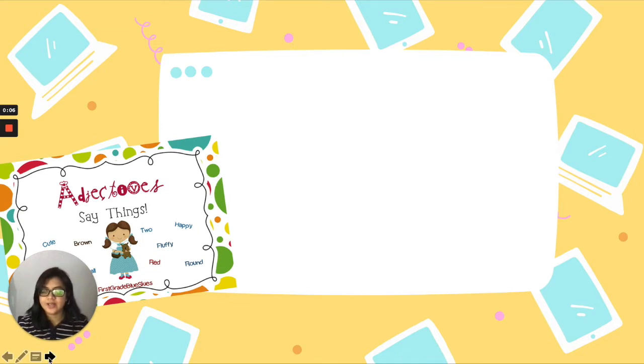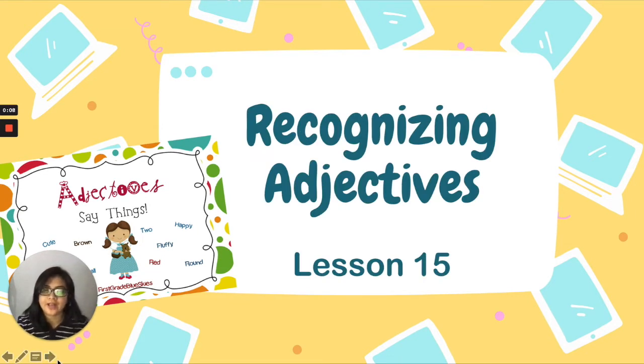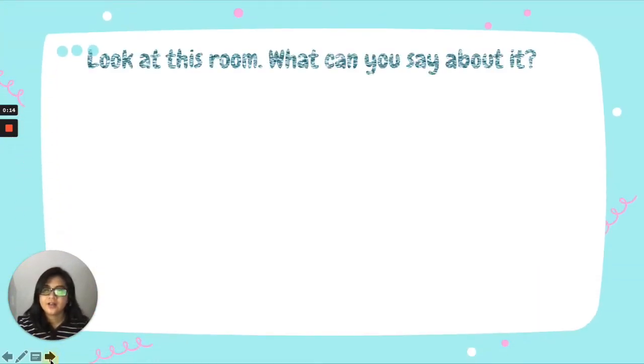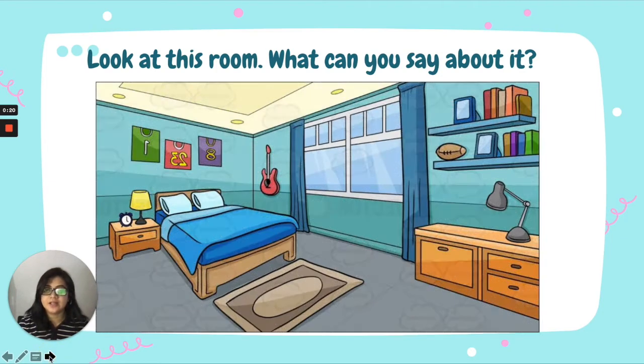So for today's lesson, we are going to talk about recognizing adjectives. This is lesson 15. Before we discuss what we mean by adjective, let's look at this picture first. What can you say about this picture? What do you notice? What are the things that you can find in it, or just things that we can use to describe it?